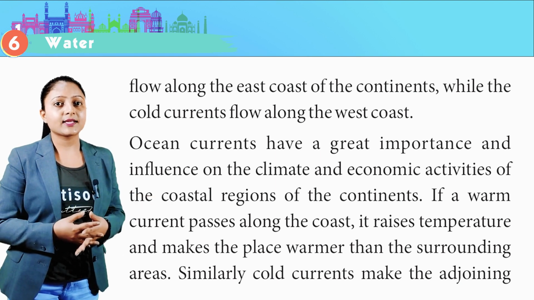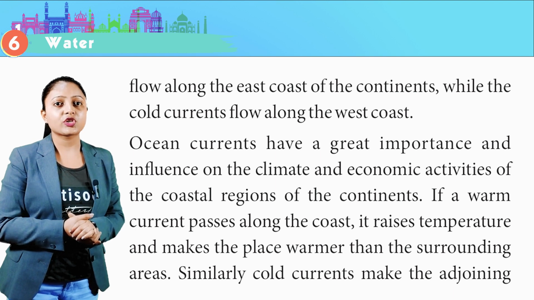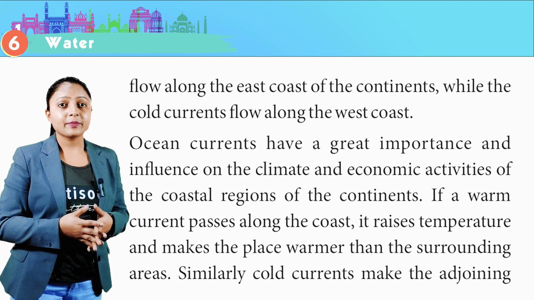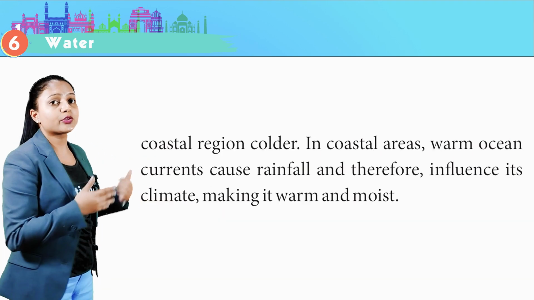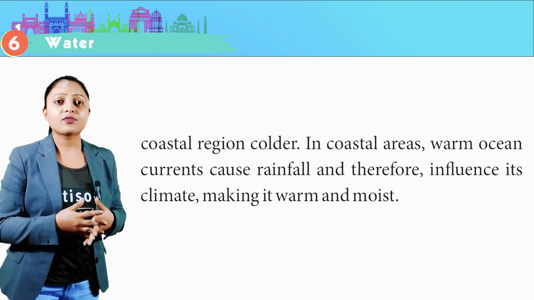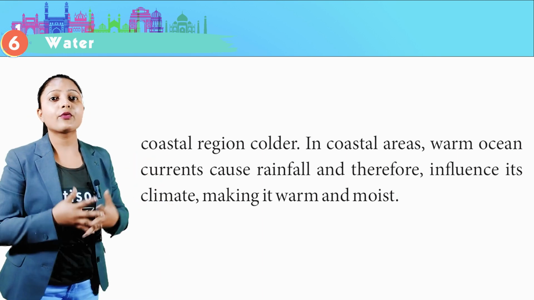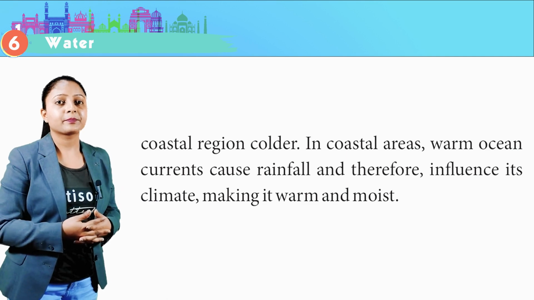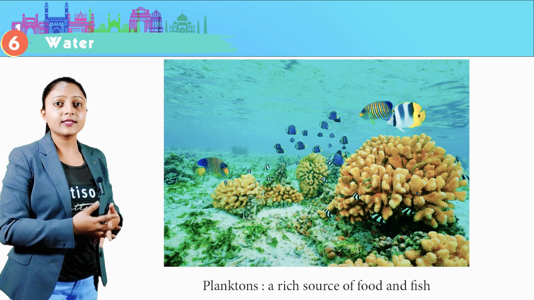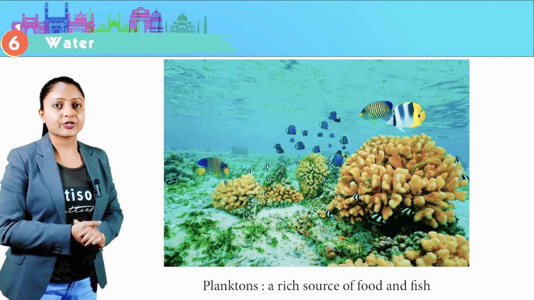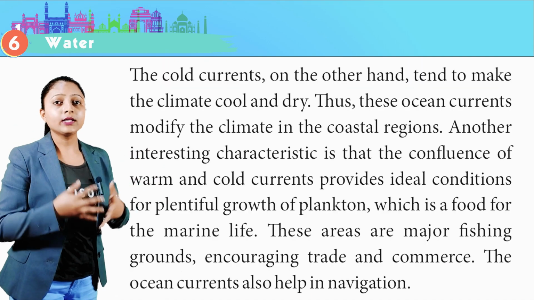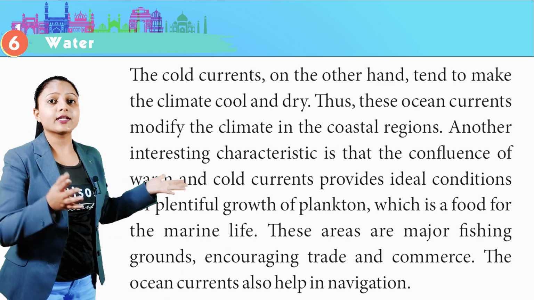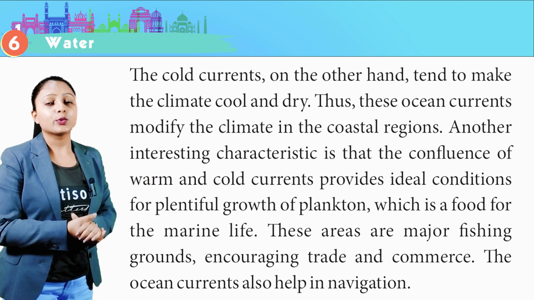If a warm current passes along the coast, it raises the temperature and makes the place warmer than the surrounding areas. Similarly, cold currents make the adjoining coastal region colder. In coastal areas, warm ocean currents cause rainfall and therefore influence the climate, making it warm and moist. This is the image of planktons, a rich source of food for fish. The cold currents, on the other hand, tend to make the climate cool and dry. Thus, these ocean currents modify the climate in the coastal regions.